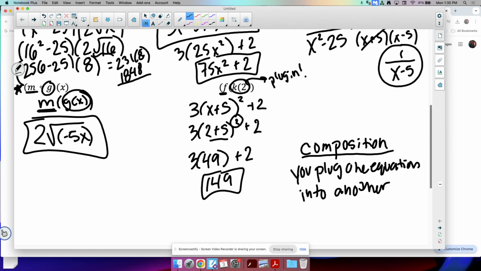So regardless of what operation you're being asked to solve, if there's an x in that parenthesis, you just leave it be. If there's a number, you plug it in. Do you guys have questions?